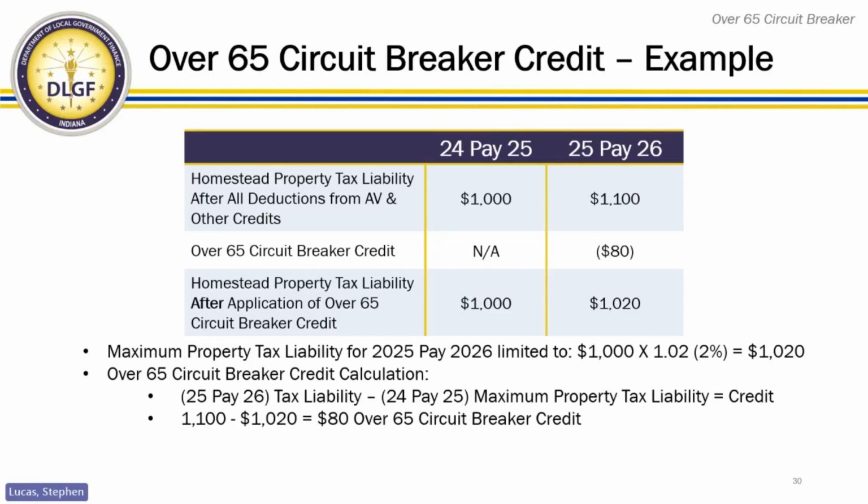So here we've got an example spelled out. You see a property tax liability of $1,000 for pay 2025 and $1,100 for pay 2026. Well, if you multiply last year's property tax liability of $1,000 times 1.02, you get the most that this property would be subject to, and that's $1,020. So you take that, you subtract it from what they would have paid, which is $1,100, and you're left with an $80 credit.